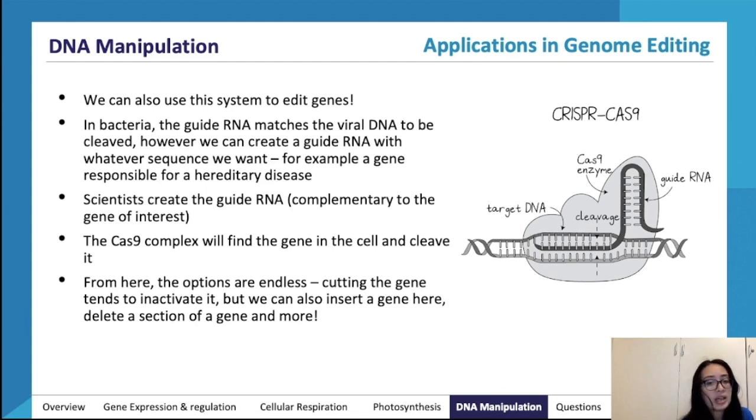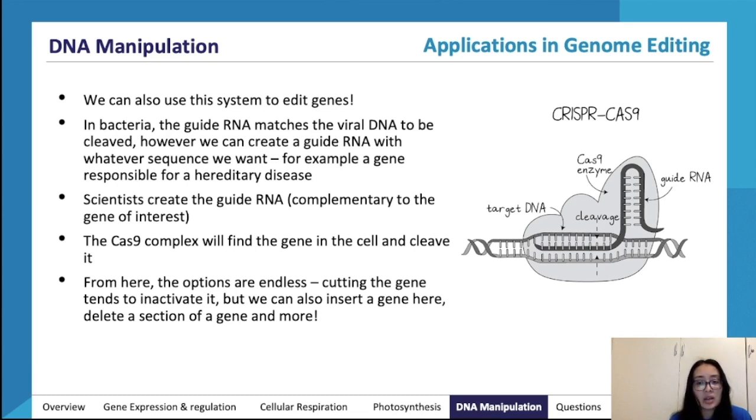In bacteria, the guide RNA matches the viral DNA to be cleaved. However, we can create a guide RNA for whatever sequence we want. So we can get a piece of DNA, examine it, and create our own guide RNA which will be complementary to it. For example, if there is a hereditary disease such as Huntington's disease or sickle cell anemia, we can examine the genome, and particularly the sequence which leads to this disease, and create a guide RNA which is complementary to this particular gene of interest.